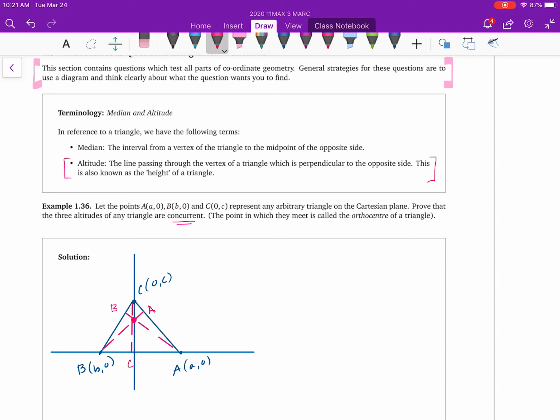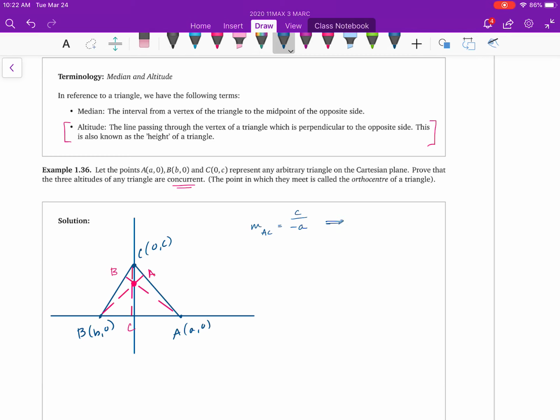So the first thing I will want to do is determine the gradient of the line that connects A and C. And so that's y minus y over x minus x, so c over a. And because the altitude is perpendicular to that, the perpendicular gradient is going to be opposite sign and reciprocal. And this is going to be the gradient for the altitude that I've labeled line A in pink.